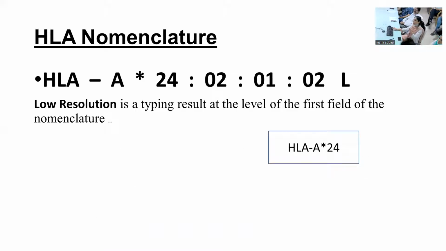This is just the HLA nomenclature because in the guideline they have mentioned low resolution. What we mean by low resolution is that we have to mention the HLA typing up to 2 digits. So, for example, HLA-A*24. So this is required for the HLA typing for the renal transplant patients.